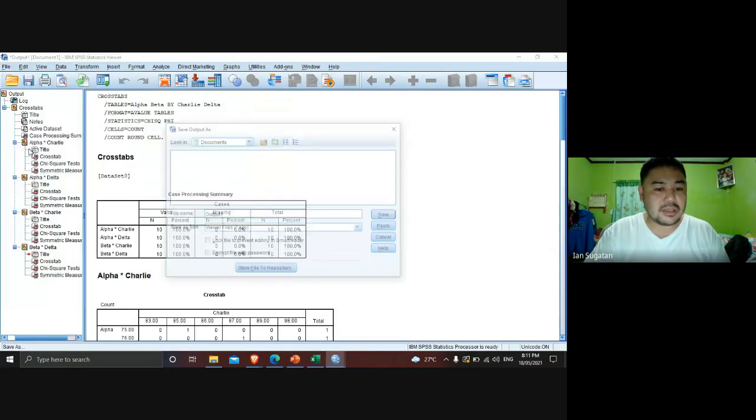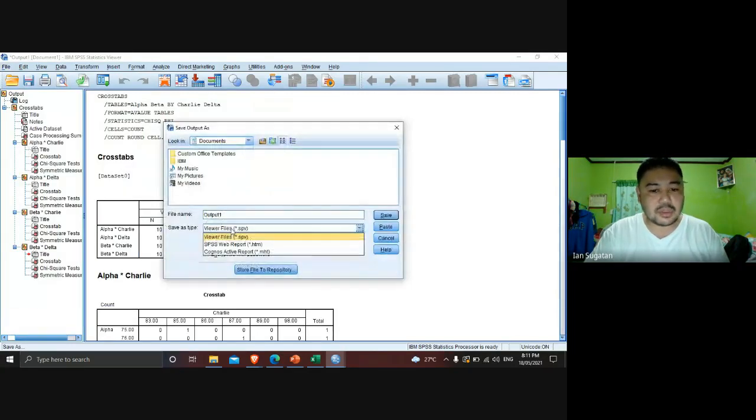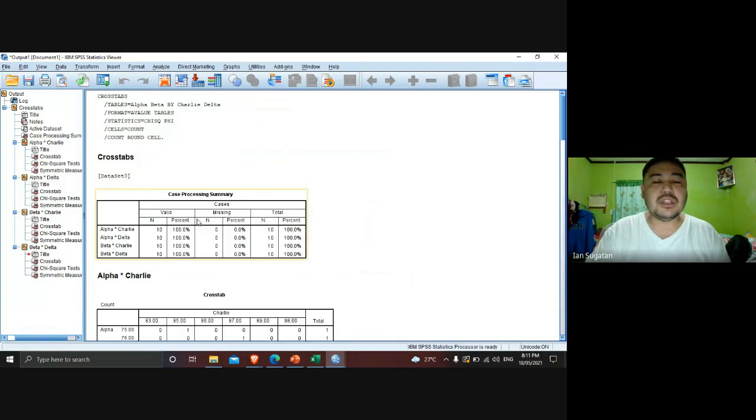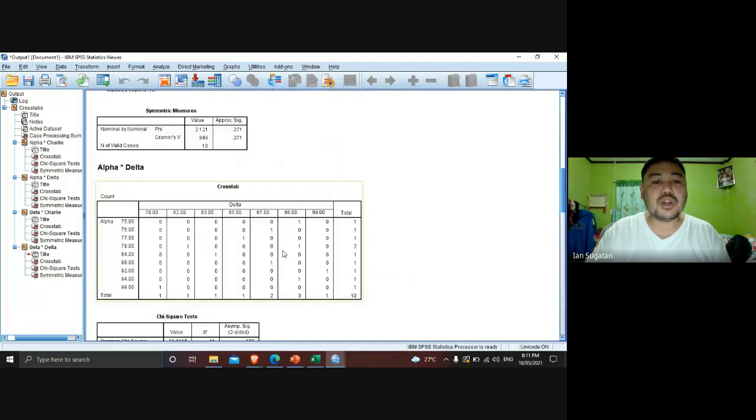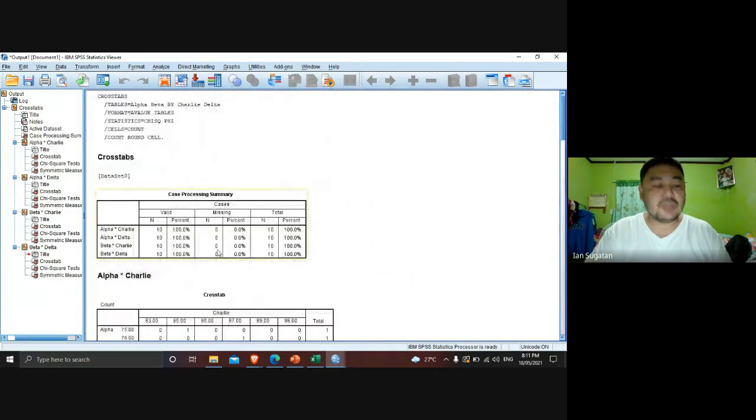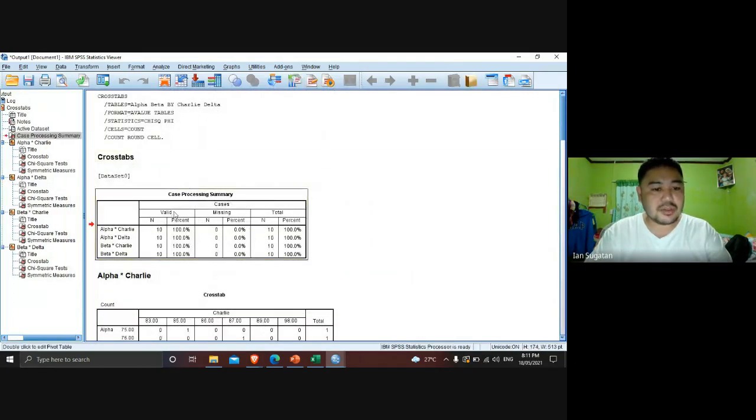Then, hindi pwede, no? Hindi pwede. I-copy, akala ko pwede ma-PDF, hindi pala pwede. So, copy-paste sa Word. Isa-isahon nyo lang ang crosstabs.